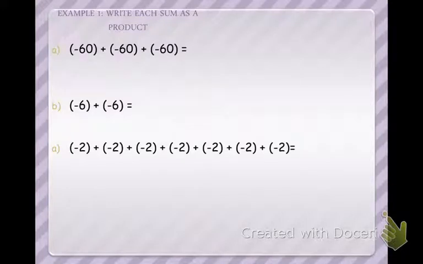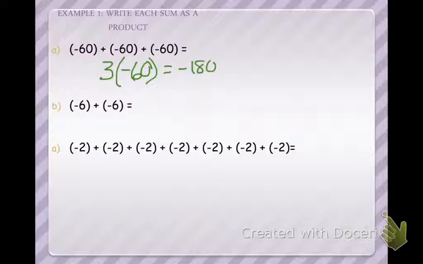All right, example 1. Write each sum as a product. We have negative 60 plus negative 60 plus negative 60. First of all, you're going to count how many of the same number we have. We have 3 negative 60s, so you put down 3, then a parentheses, then the number negative 60. That's your first answer. The second answer is just multiplying them together. So 3 times negative 60 is negative 180. And there's your answer.